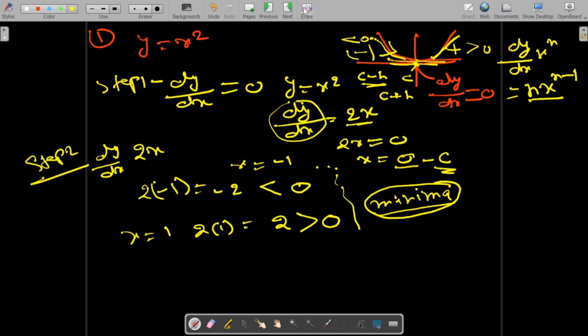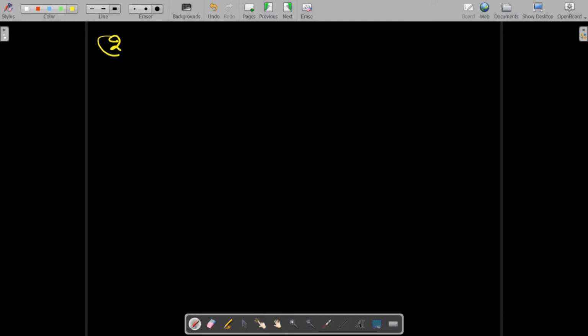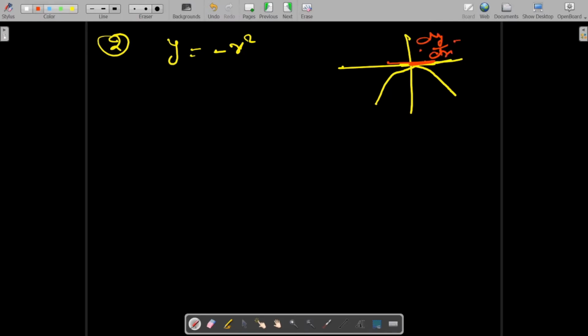Now let's go to the second example, where y equals minus x square, and the graph is this. Here, at this point dy by dx would be 0, and now we have to identify whether this particular point is maxima or minima. So we will apply the same rule.